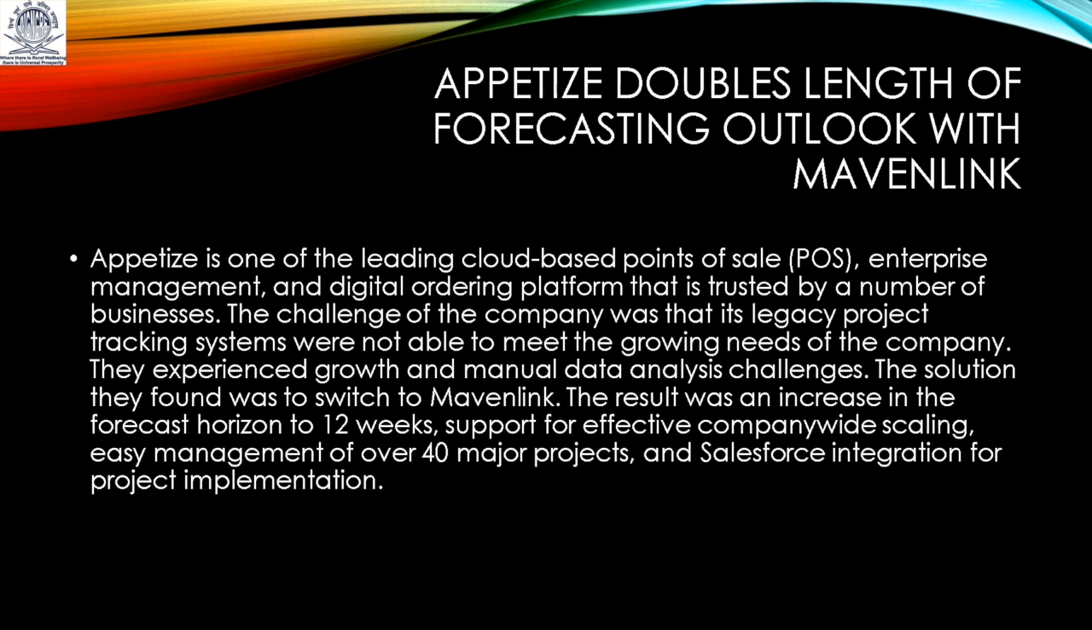The result was an increase in the forecast horizon to 12 weeks, support for effective company-wide scaling, easy management of 40 major projects, and Salesforce integration for the project implementation. This is the fifth case study in which Appetize doubles the length of its forecasting outlook with Mavenlink.